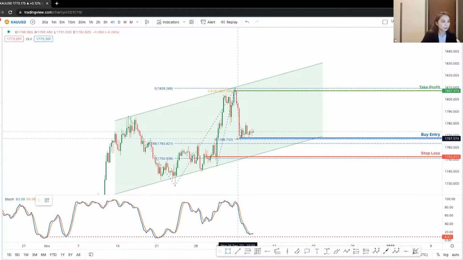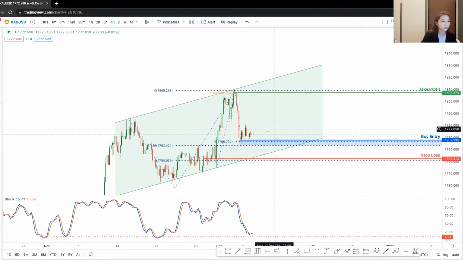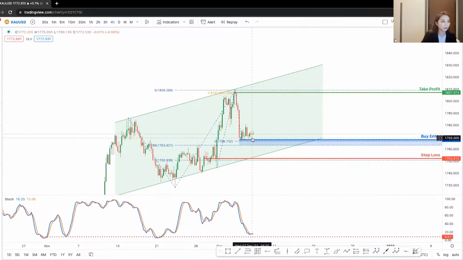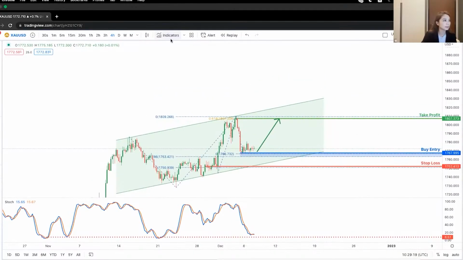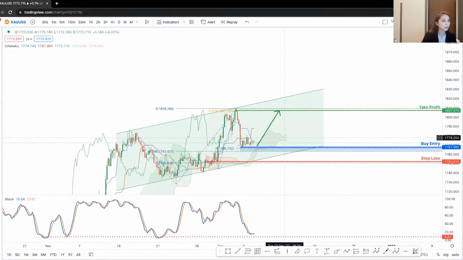Our 78.6 Fibonacci projection is also nicely in line with our buy entry. You could keep your stop loss higher if you want to. However, I think it would be just nice as it's slightly below the channel and it will show a lot of indication if price really exceeds that level. Price is also holding above our cloud.